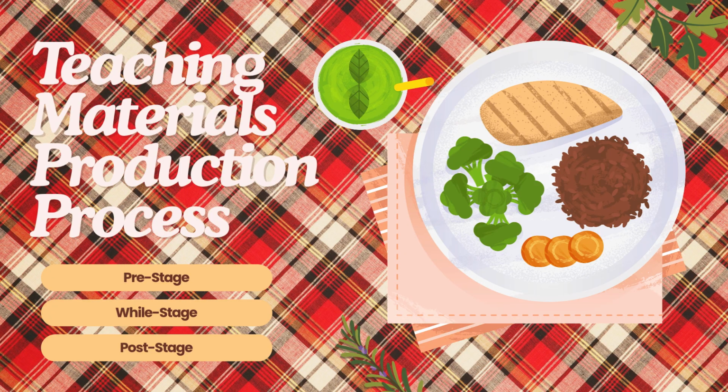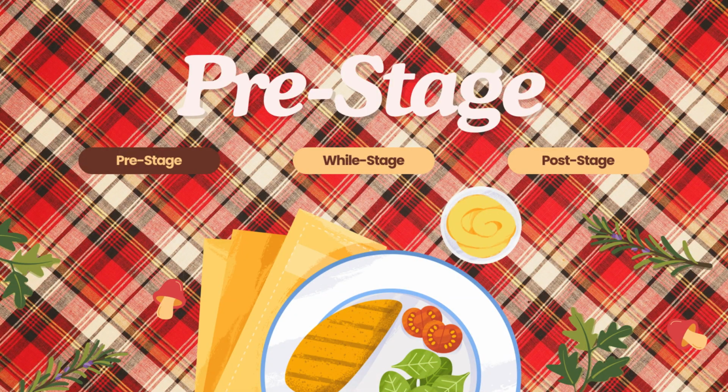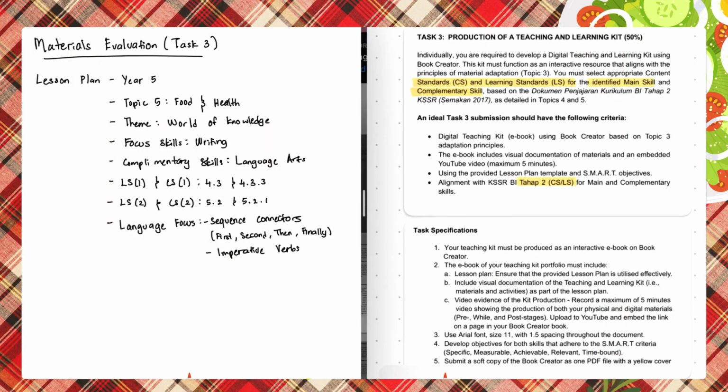Now we move on to the next part, which is about the teaching material production process, which involves 3 stages: pre-stage, while-stage, and post-stage. The first one is the pre-stage. The materials production process in the pre-stage started long before I opened Canva.